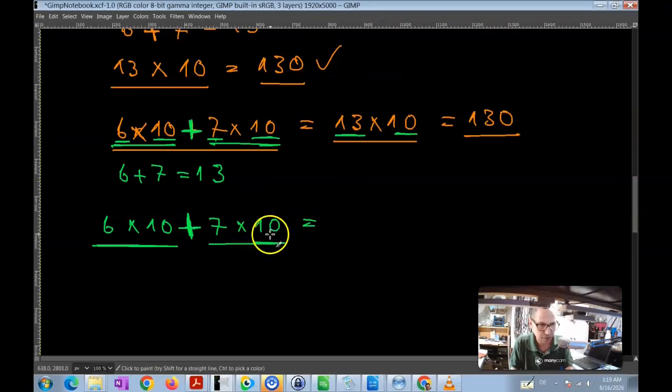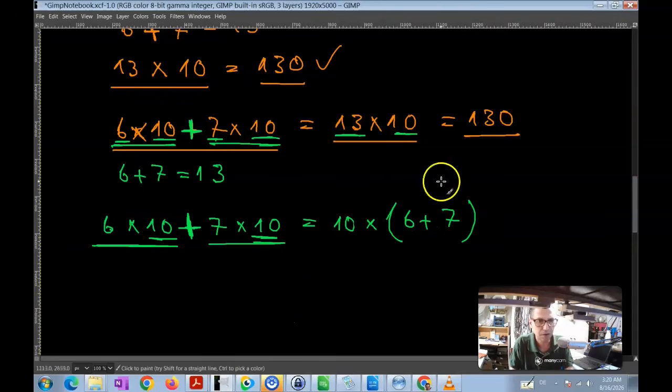So then I could say that because the 10 is common between the two expressions, I can take the 10 out as a common factor, and I can say that this is the same thing as 10 times a 6 plus a 7, right? It's the same thing as 10 times 6 plus 7, which is 13, which is equal to 130, right?